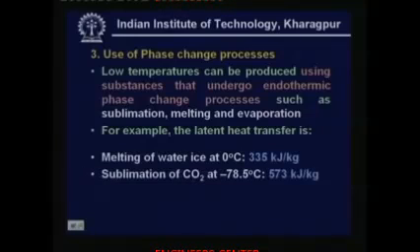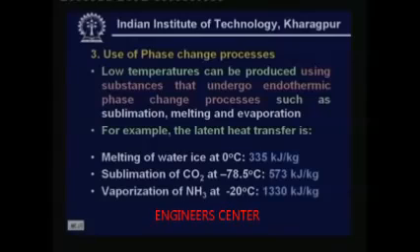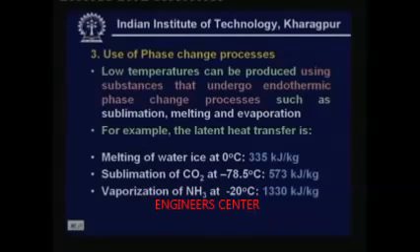And the second example is sublimation of carbon dioxide at minus 78.5 degrees centigrade. When dry ice or solid carbon dioxide sublimates at this temperature, 573 kilojoules of heat is transferred per kg of solid carbon dioxide sublimated. And the last example is vaporization of ammonia at minus 20 degrees centigrade. That means when liquid ammonia vaporizes into gas at minus 20 degrees centigrade, 1330 kilojoules of heat is transferred per kg of ammonia vaporized. Okay, so these are typical examples and the typical temperatures.